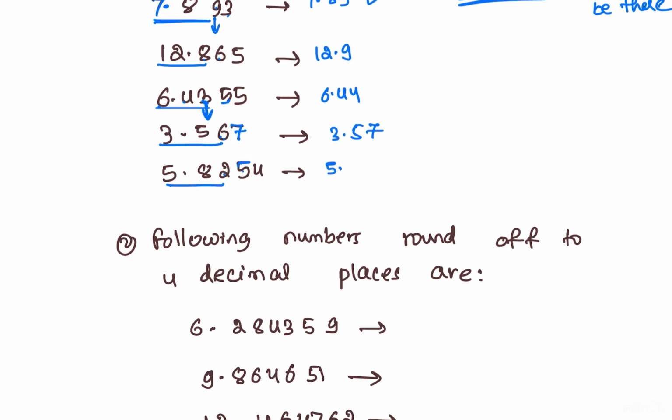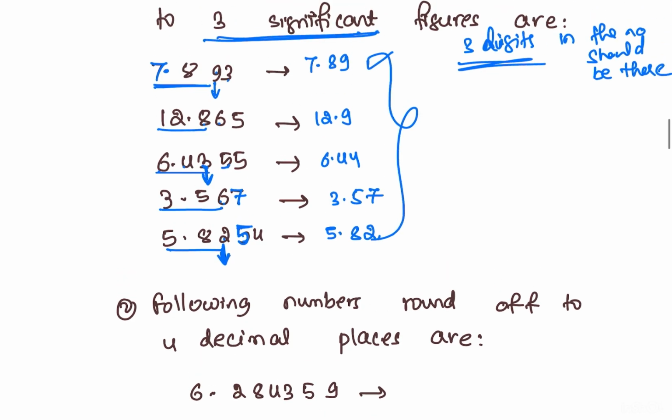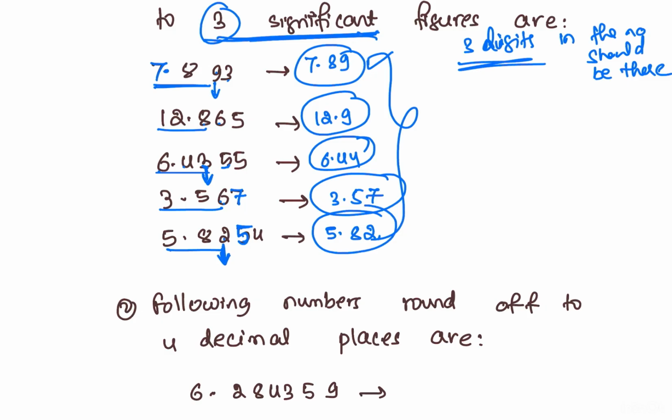Now here, after the third digit it is 5, and the third digit is even. So we have to leave it as it is. This is 5.8. So these are some examples for rounding off to 3 significant figures. Totally 3 figures should be there. Don't worry about the decimal point. There should be only 3 digits.